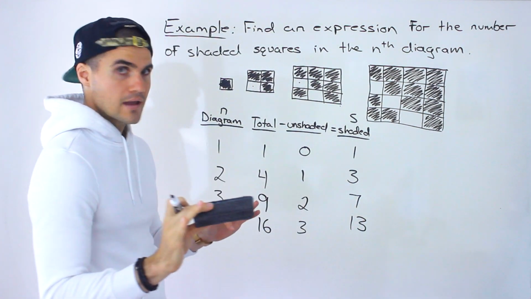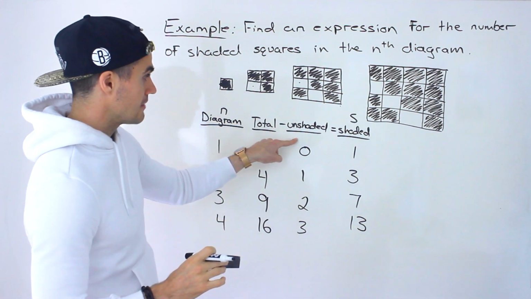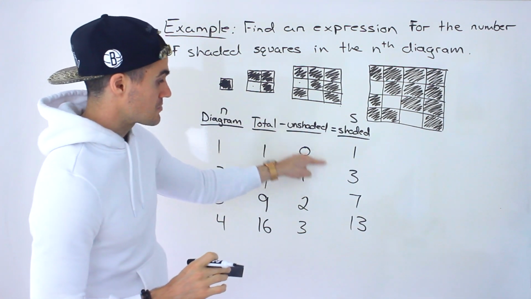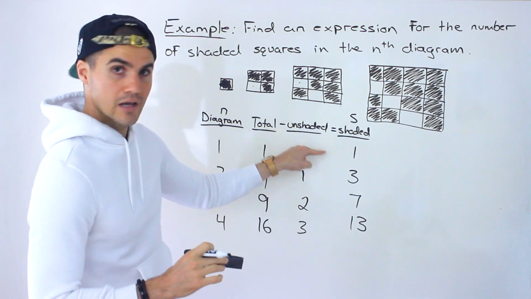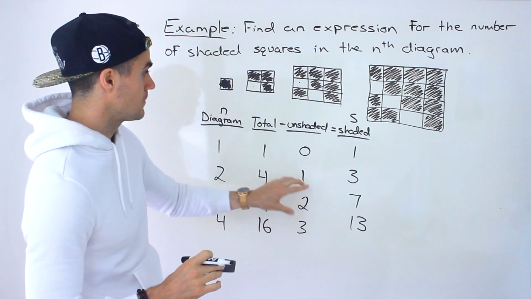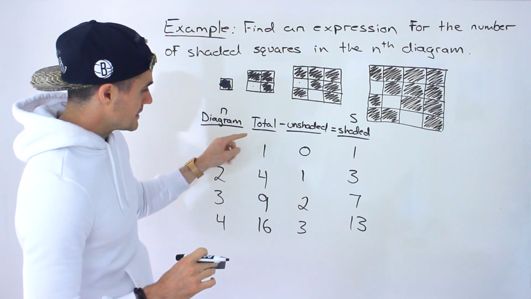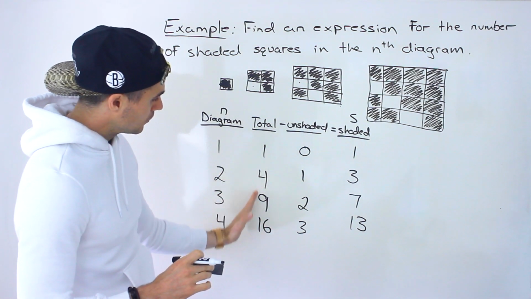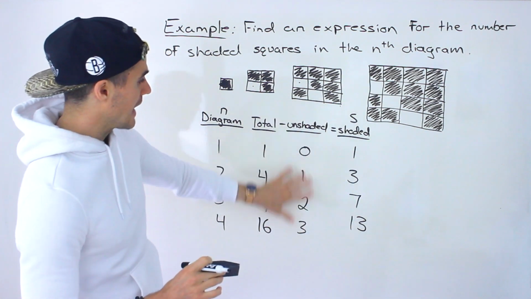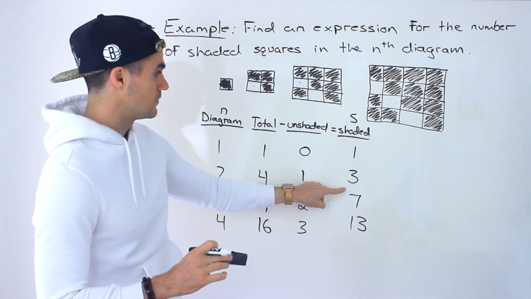So the reason why I recommend making columns like this, including the total and the unshaded: first off, sometimes they may even ask you to create an expression for the unshaded regions as well. So that's one reason why it's good to make this other column too. But the real reason is because it's actually easier to see a pattern with these 2 columns versus just this one.